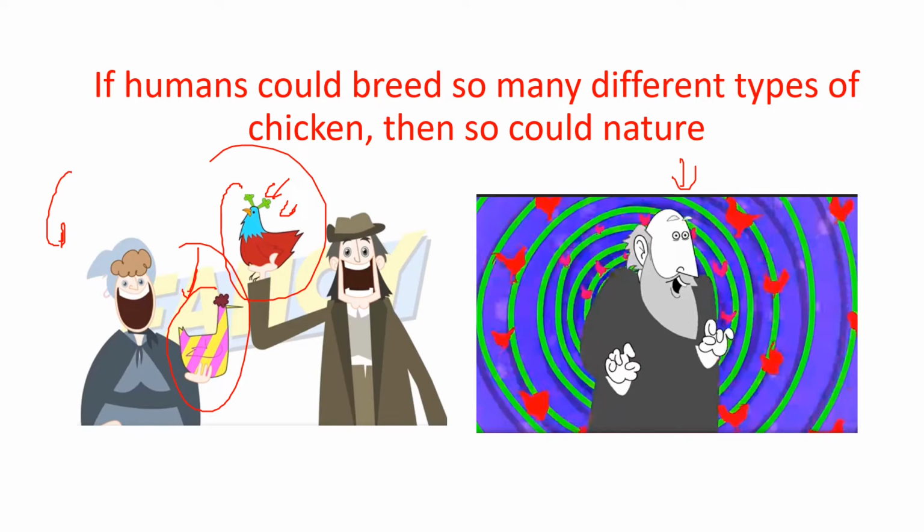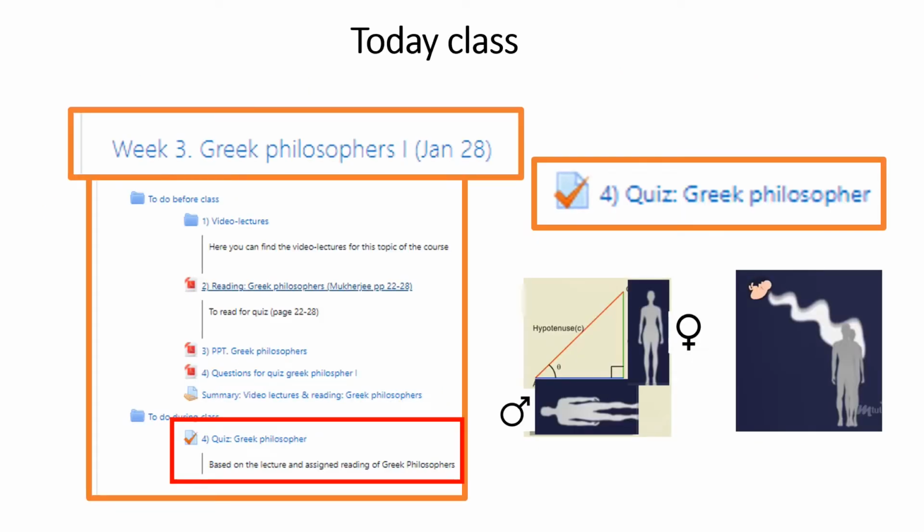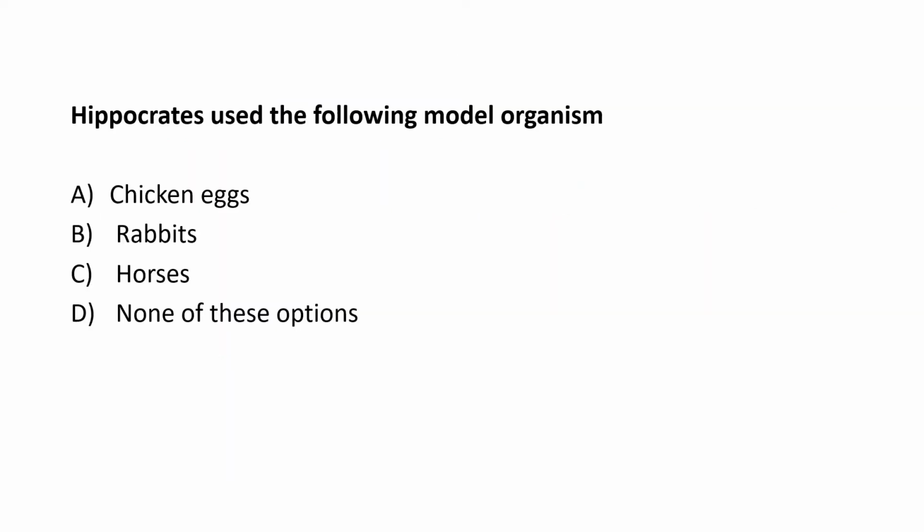So it would be very easy. So this was just an example, and he found many. You can think about many different hypotheses. And then we talked about the Greek philosophers, and we talked about Pythagoras, if you remember, and we also talked about Hippocrates. So let's solve the questions of the quiz. So first one, Hippocrates used the following model organism.